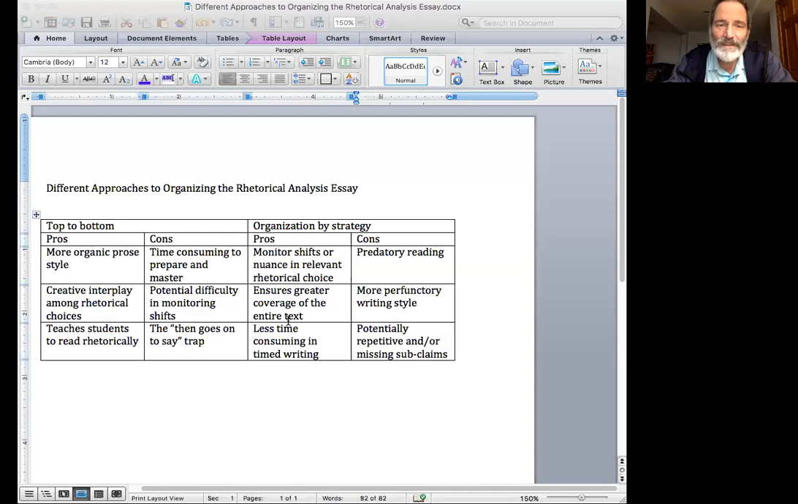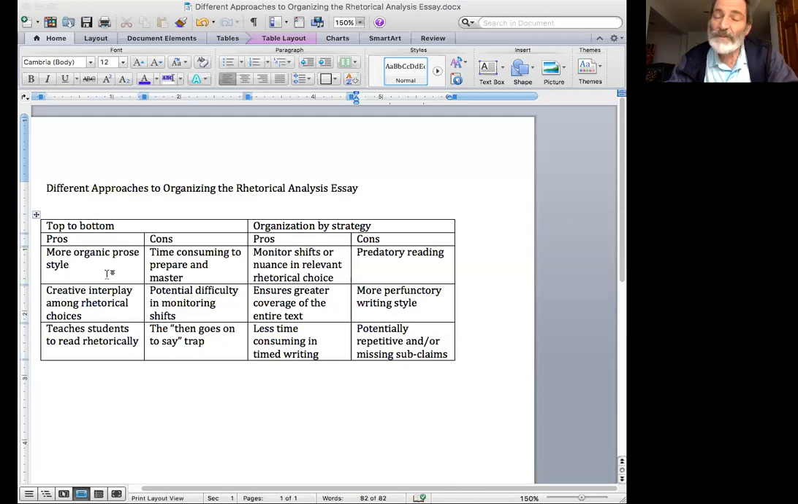Hello, everyone. We are here to compare and contrast two approaches to writing the rhetorical analysis essay. So let's take a moment just to look at this quick snapshot. In writing the rhetorical analysis essay, we really have two choices. The first we'll call the top to bottom approach. The advantages to this are threefold, in my view.